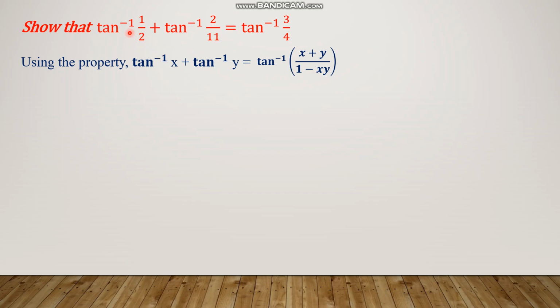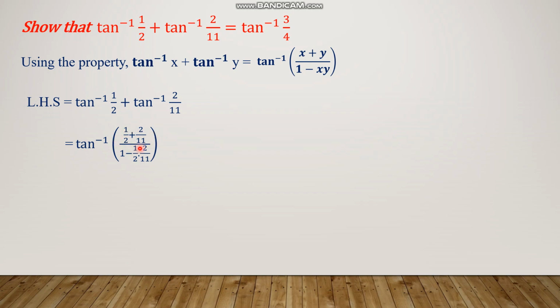Now observe, just compare LHS of the formula and LHS of the problem. Instead of x we have 1 by 2, instead of y we have 2 by 11. Therefore, we can solve this problem using the formula. We have to replace x by 1 by 2 and y by 2 by 11 in this problem, and that will be tan inverse of 1 by 2 plus 2 by 11 divided by 1 minus 1 by 2 into 2 by 11.